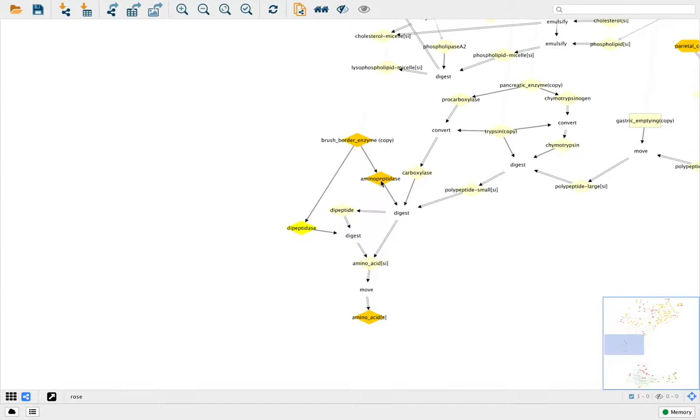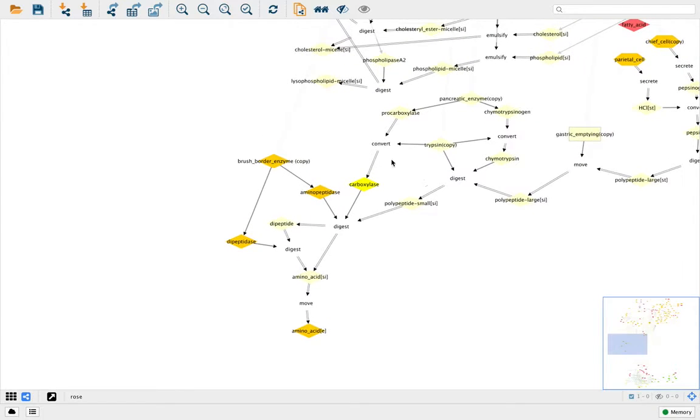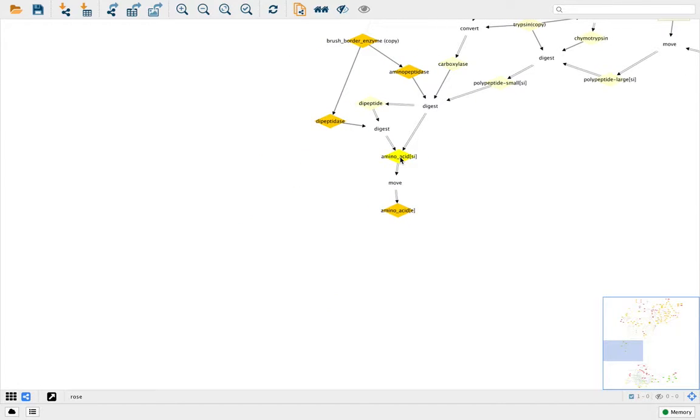Among them, aminopeptidase and dipeptidase are brush border enzymes on the surface of the enterocyte, and carboxylase is the activated form of procarboxylase. Its activation is performed also by trypsin. And finally, amino acids in the small intestine will be absorbed by the enterocyte. I will go into more detail about that later.